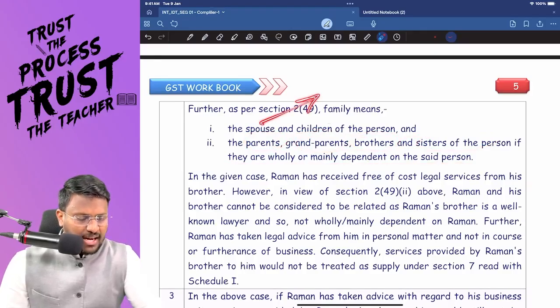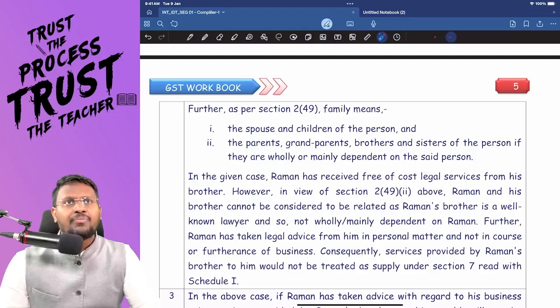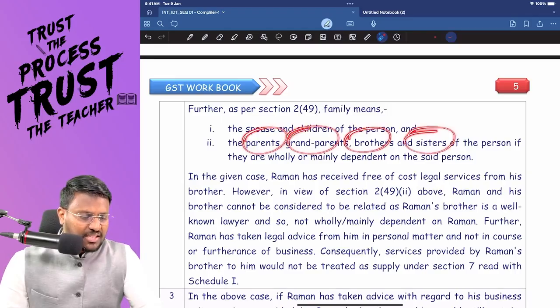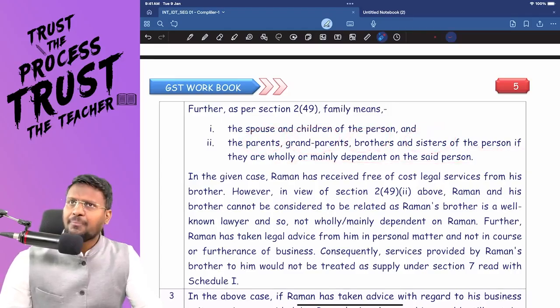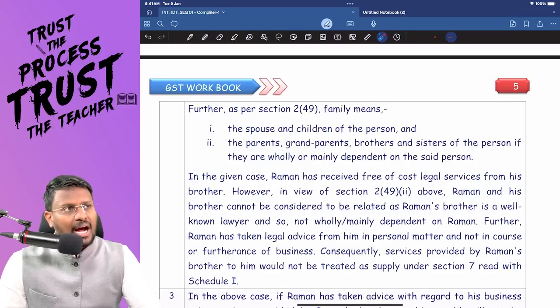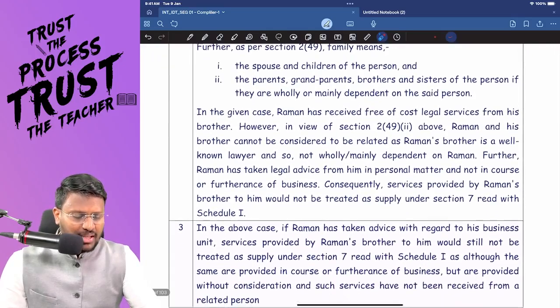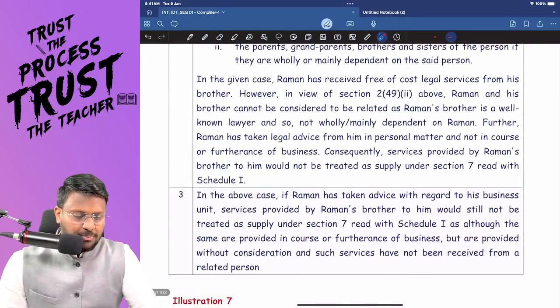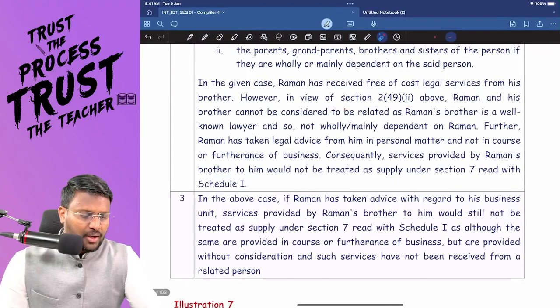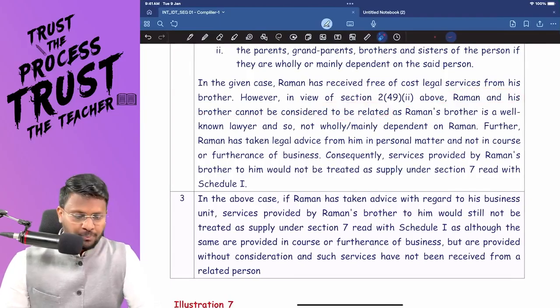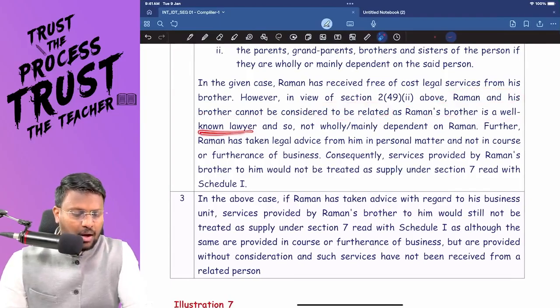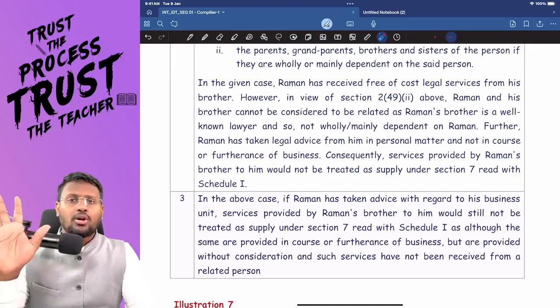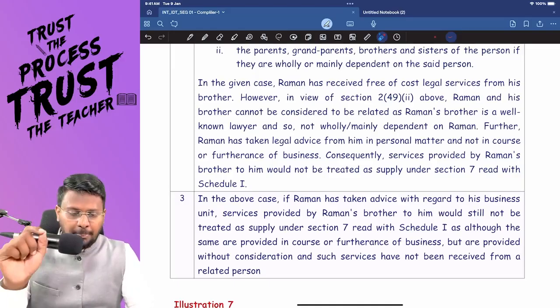That means spouse and children need not be dependent, then also they are family. But parents, grandparents, brothers, sisters of the person, if they are dependent, then they will be called family. Otherwise, they will not be called family. So, in the given case, Raman has received legal services free of cost from his brother. However, in view of section 2(49) above, Raman and his brother cannot be considered as related persons, because Raman's brother is a well-known lawyer. Very important point, because Raman is not dependent on the brother.